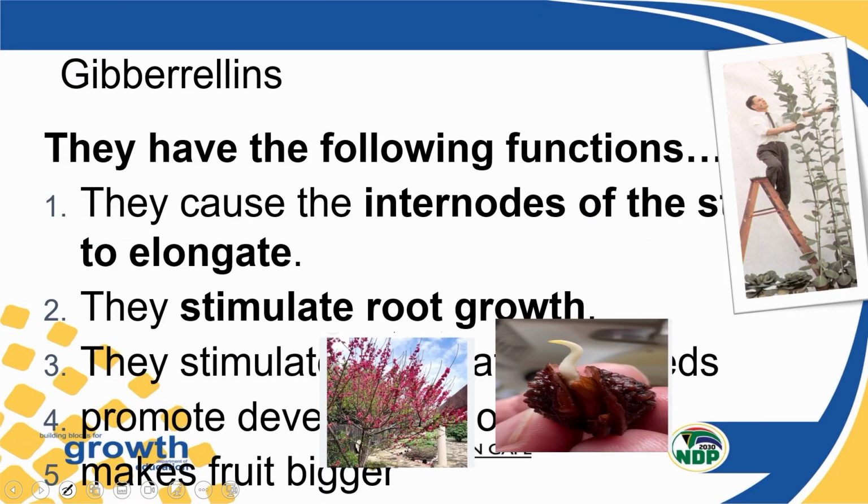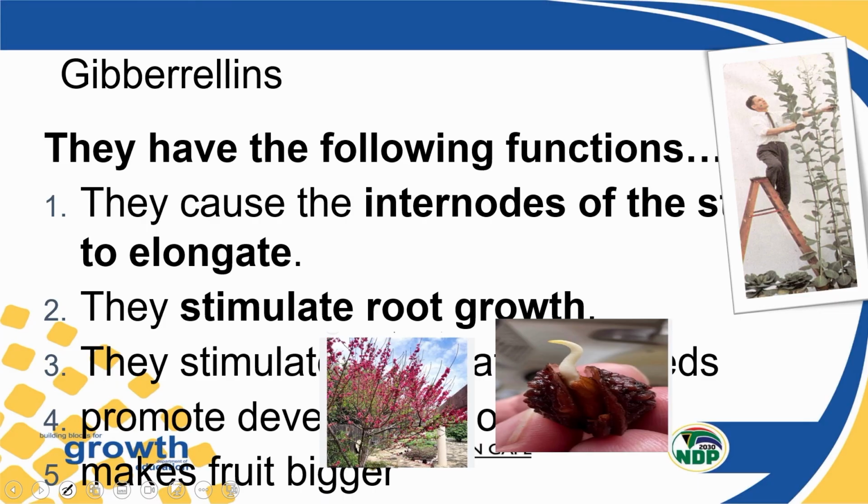Then we look at the second type of hormones, which are referred to as gibberellins. Each gibberellin, one of their functions, remember we need to know the hormones and also their functions. Gibberellins cause growth or elongation of the stem in the internodes.